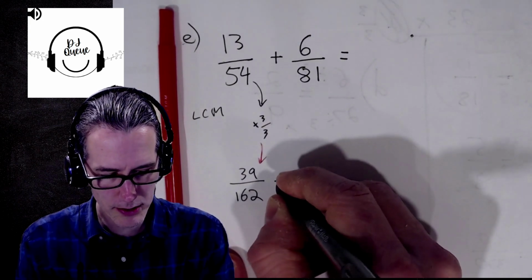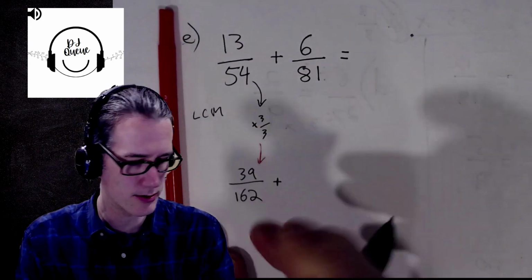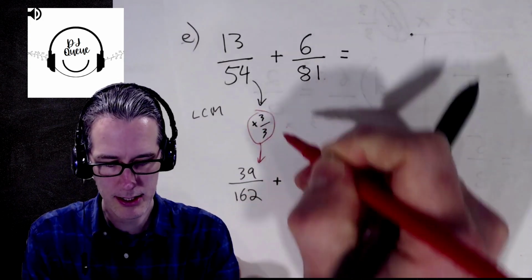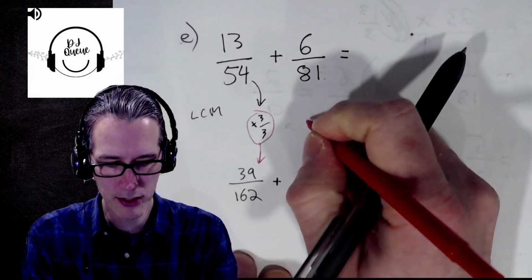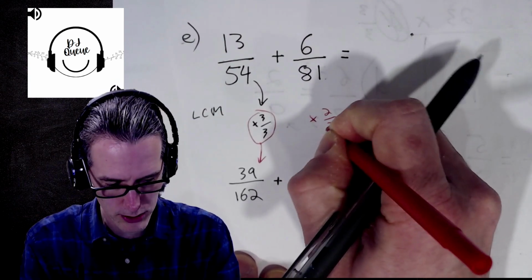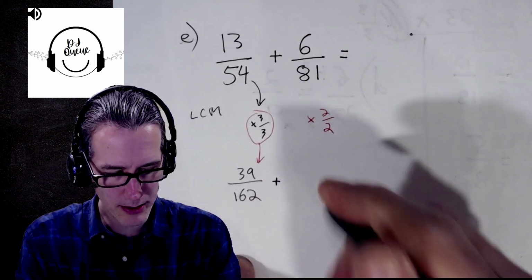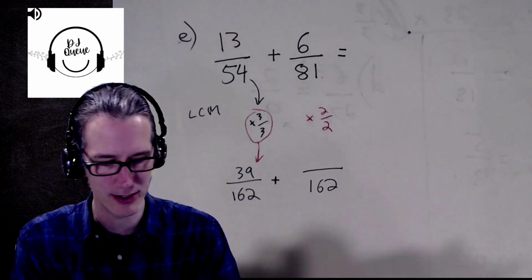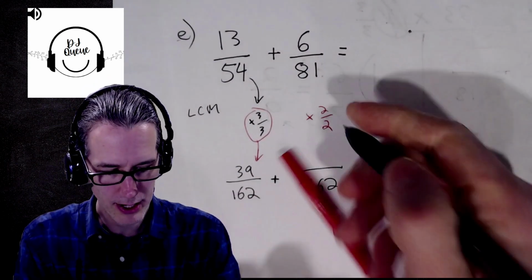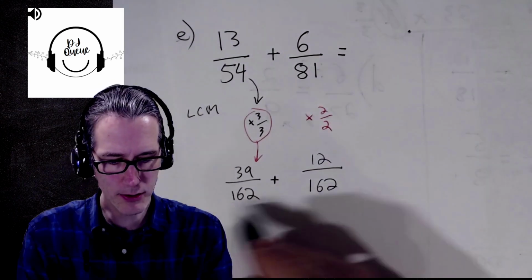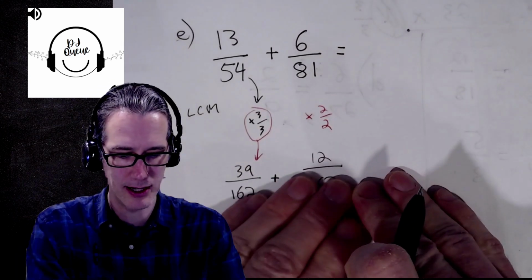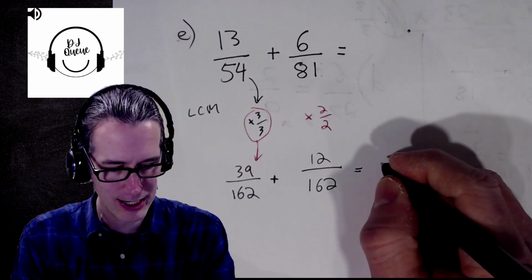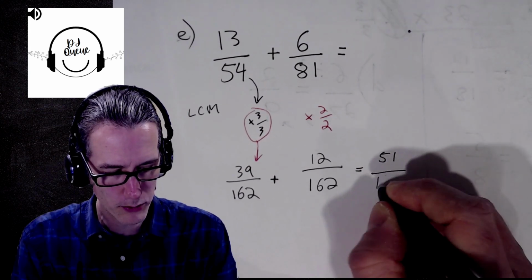I'm still just modifying this question before actually answering it. On the other side, I'm not going to use the same factor, because in this case that would give me too high a number. I'm only going to use a factor of 2 over 2, which gives me 162 on the bottom. On the top, times 2 would be 12. So now we've got the common denominator. I leave it alone and don't mess with it at all. I just add the numerators together, giving me 51 over 162.